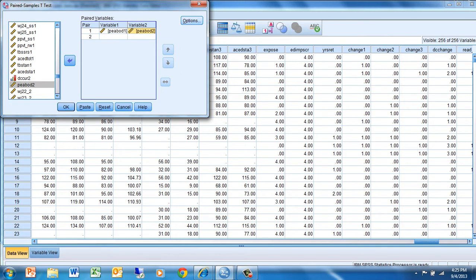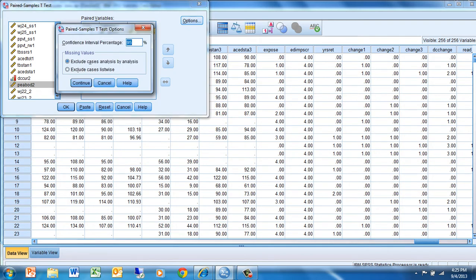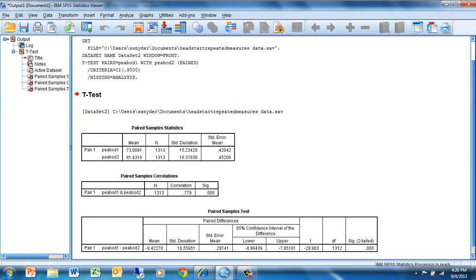The options for a paired sample t-test are pretty restricted. They allow us, just as with the independent sample t-test, to determine the confidence interval range that we are interested in and how we want to handle missing values. In this case, we're going to exclude all cases that are missing either of these values. We click OK, and we have our results.